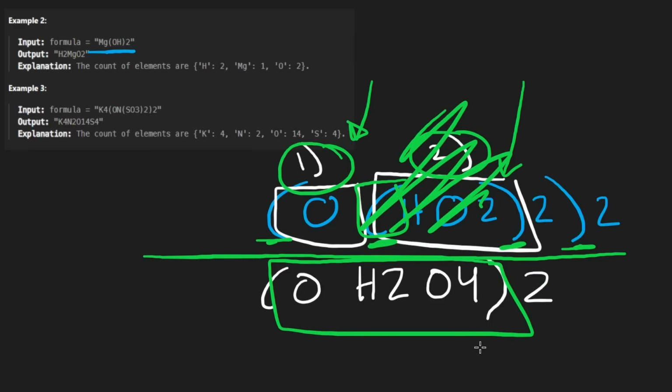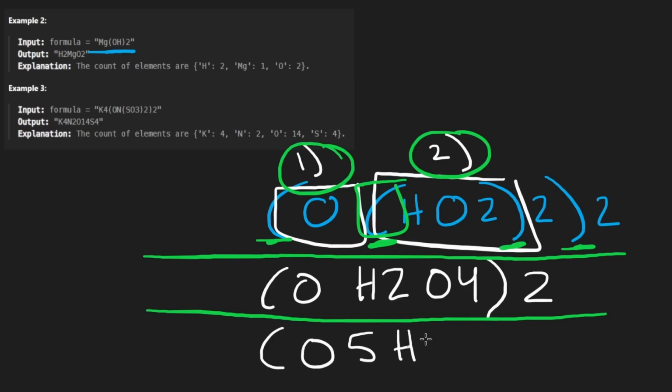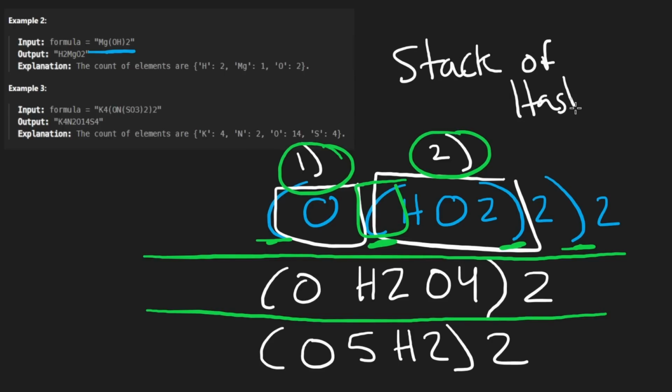The counts at this point should be together. So actually, maybe the way I wrote this, there could have been a better way to have written this. Maybe I could have written it like this: O5H2. What's wrong with that? So now you might be able to arrive at the solution. The solution is that we want a stack of hash maps to count the occurrences of each portion.